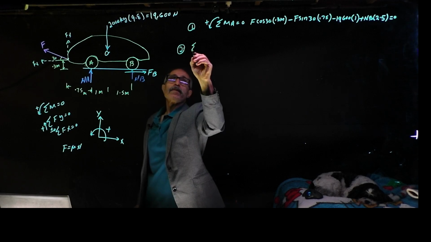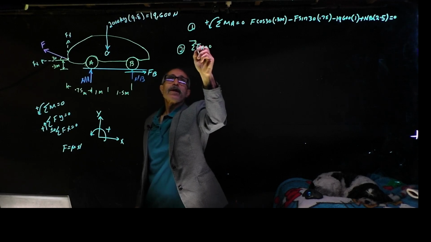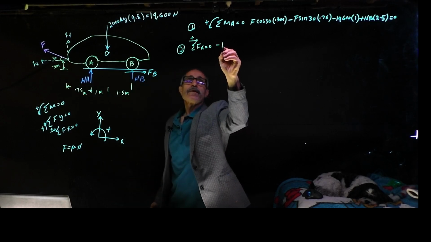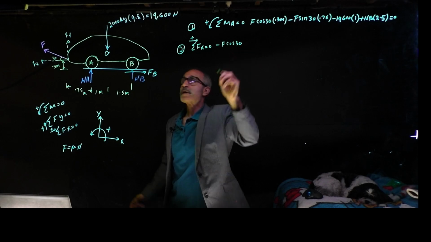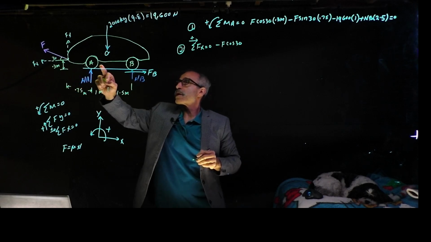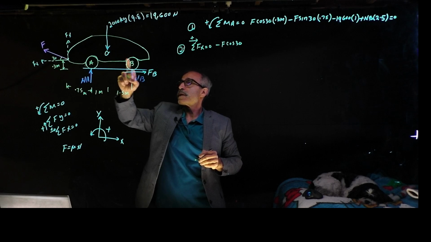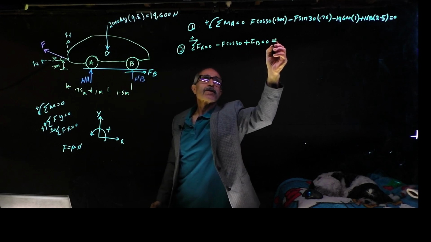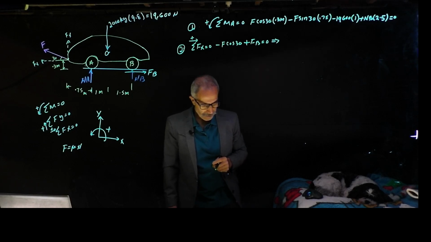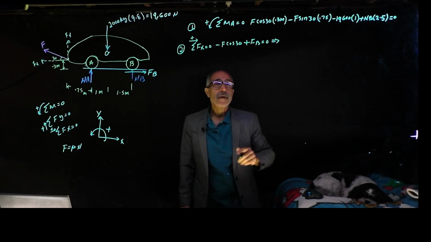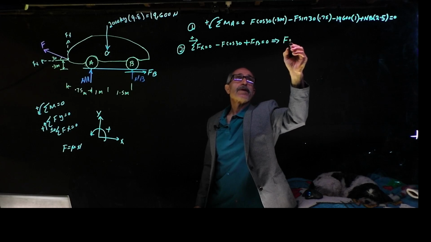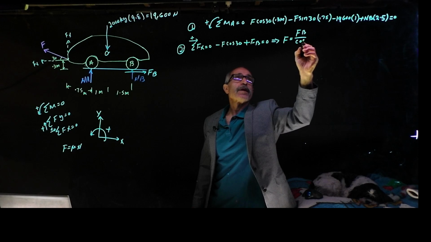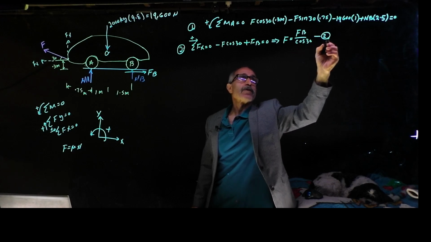I'm going to use summation of Fx equals 0. Going to the right is positive. I have F minus F cosine 30. That's it, nothing else here. Nothing there, nothing there. Equal plus Fb, plus Fb equals 0. So we can simplify that. We can say F is equal, because we're interested in that, to Fb divided by cosine 30. That's equation number 2.